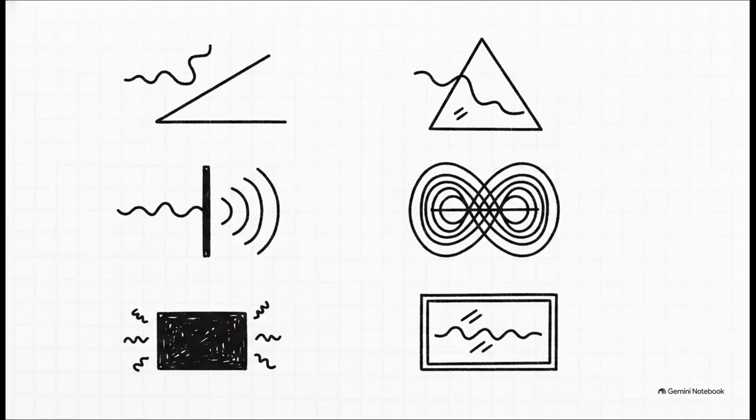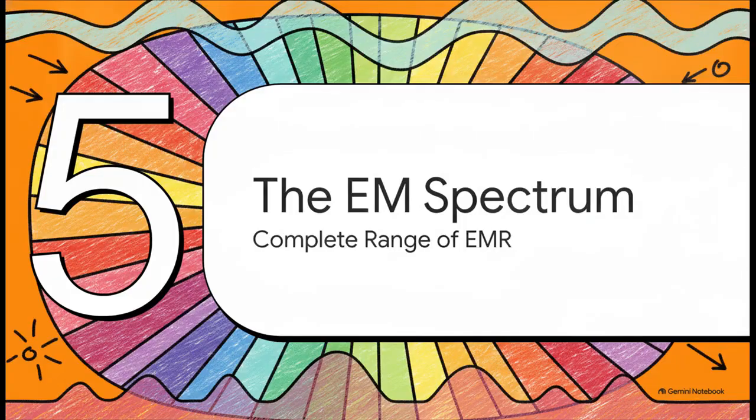Depending on what physical medium it interacts with, this invisible radiation has 6 distinct behaviors. It might reflect, just bouncing back off a mirror. It can refract, meaning it bends as it enters a new medium, like a glass lens. It can diffract around corners, interfere with other waves, be completely absorbed by a dark material and turn into heat, or simply undergo transmission, passing straight through something transparent like a window pane. Section 5, the complete EM spectrum.